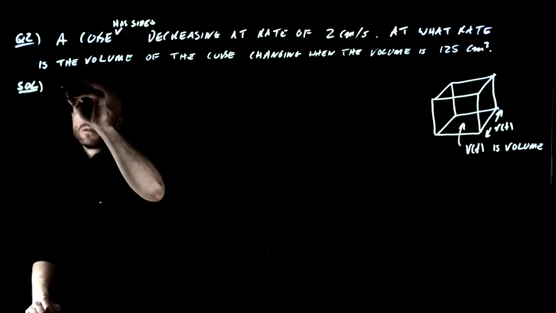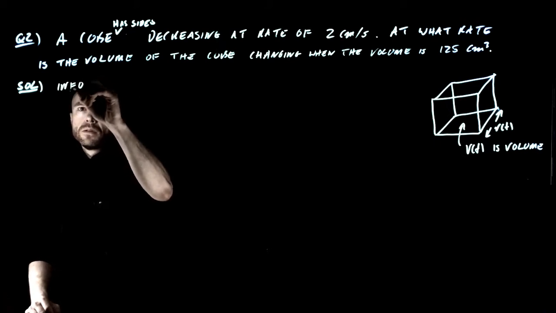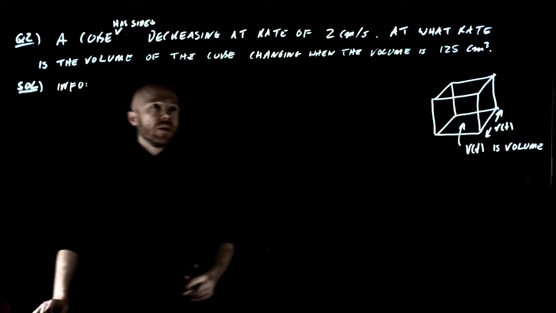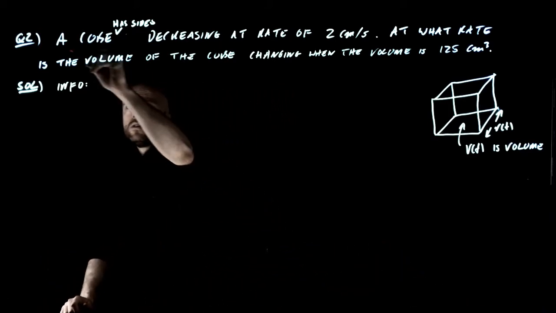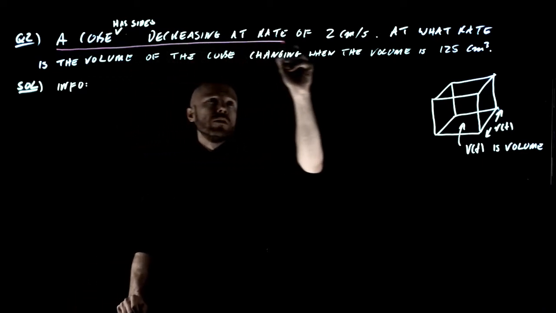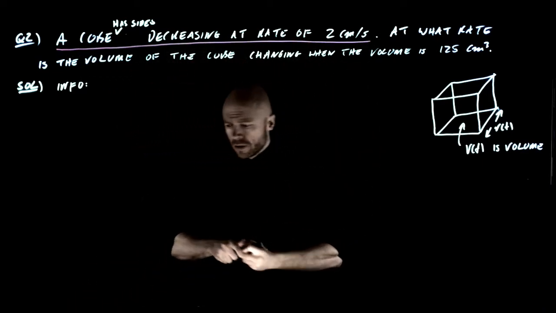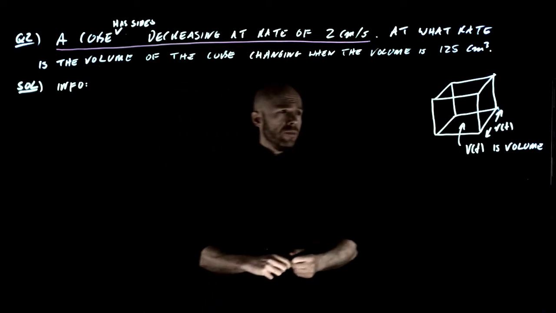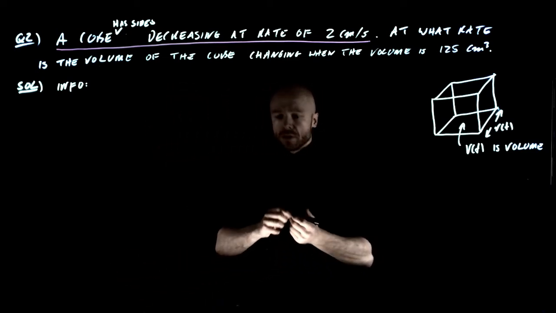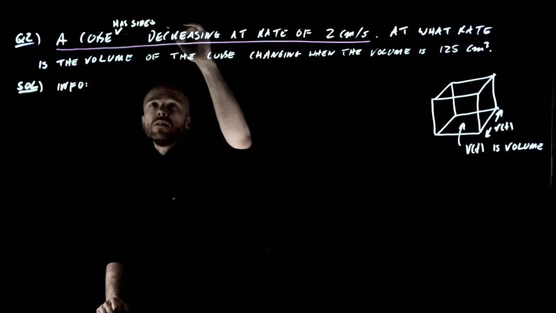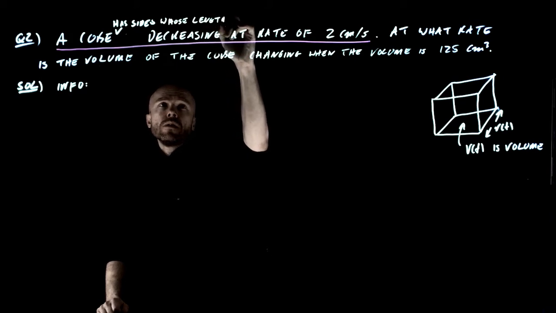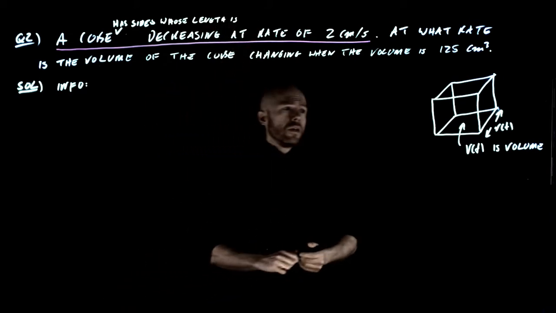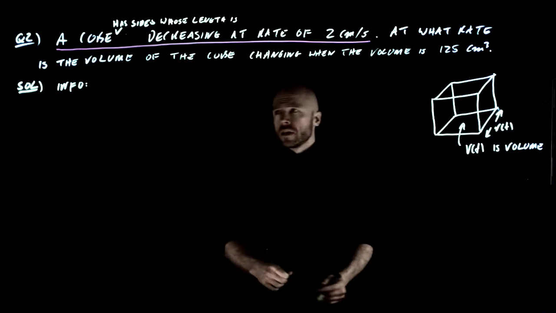So, info. What information do we have? Let's underline the part that's the information. The cube has got sides decreasing at a rate of 2 centimeters per second. So it's a cube, so all the sides should be side length, I guess, has sides whose length is decreasing at 2 centimeters per second.